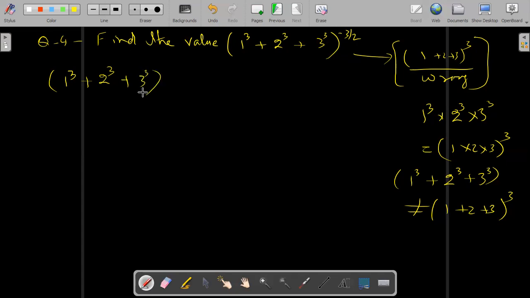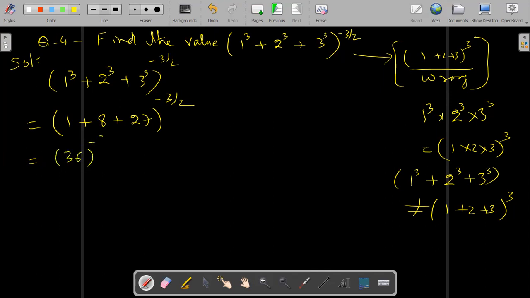Now, 1 cube plus 2 cube plus 3 cube raised to power minus 3 by 2. What we will do, we cannot take power inside also. Power cannot go because of this plus. So simply we have to solve first. 1 cube, 1. 2 cube means 2 times 4 is 8. 3 cube, 3 times 9 is 27, raised to power minus 3 by 2. And then add them. We get 36 raised to power minus 3 by 2.